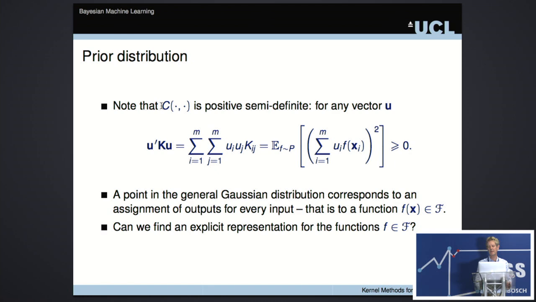So the question: can we find an explicit representation for those functions? Remember, we haven't actually created a function class. We've just created a covariance matrix so far. We've just talked about the effect of this distribution on the distribution of outputs. So we don't actually have a function class as yet. So can we actually create an explicit representation for those functions?